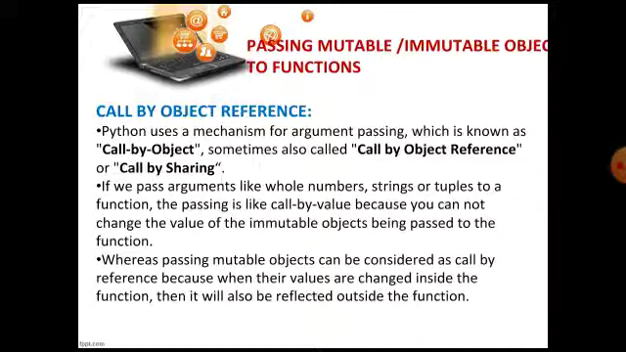So call by reference is used in the case of mutable objects because those objects can be changed by the function. But in the case of immutable objects, the calling mechanism is like call by value. Why? Because in call by value, what happens?